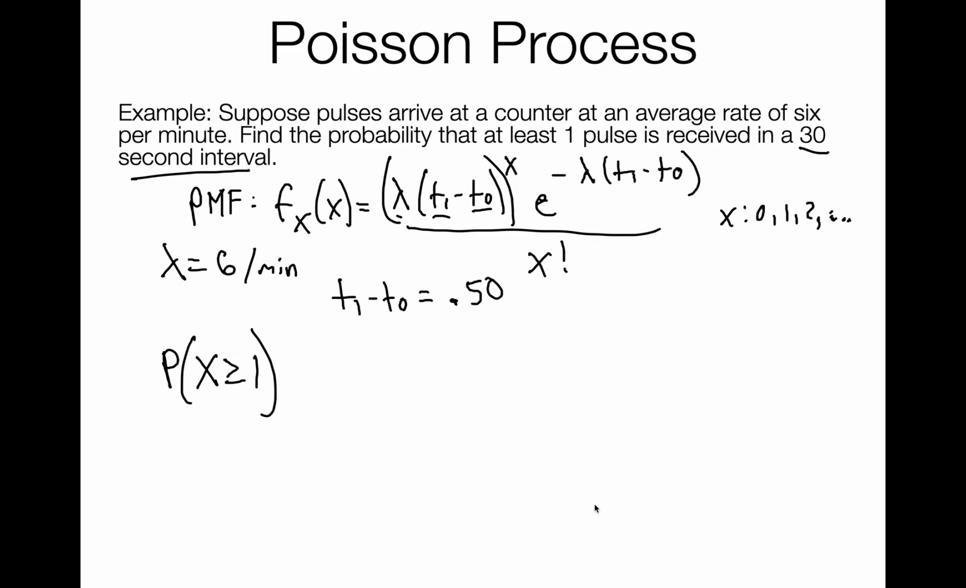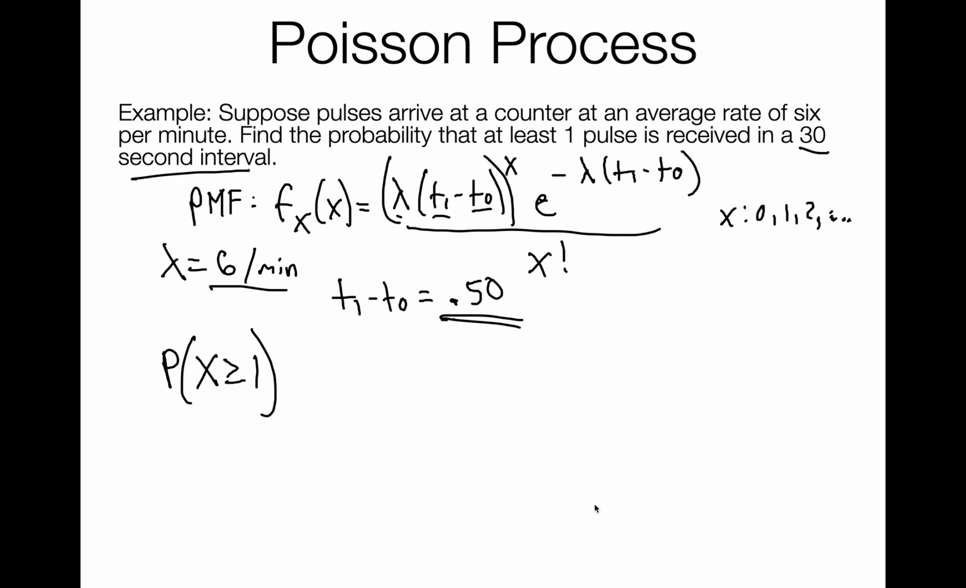It doesn't matter what T1 and T0 are usually when we do these problems. It only matters that the difference is equal to what you're interested in. It's a 30-second interval. I know that lambda is taken in minutes, and so that interval, T1 minus T0, has to be in minute units as well, and so 30 seconds is half a minute. Okay, so now we have everything that we need. We have lambda, we have T1 minus T0, and now all we need is x.